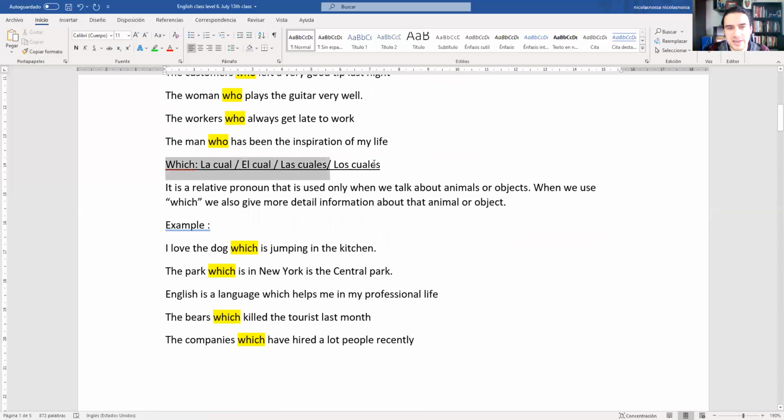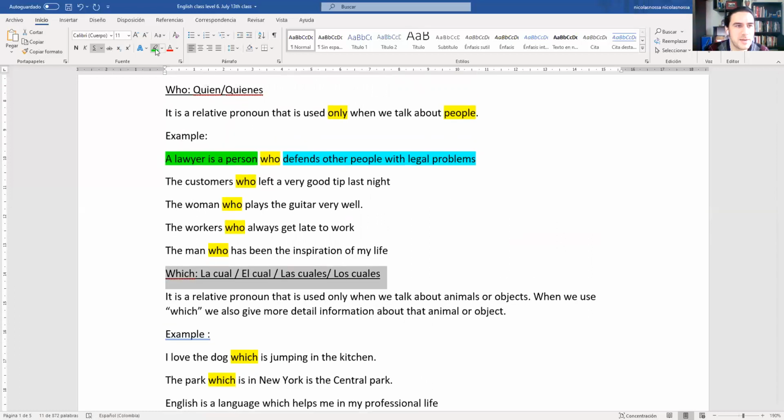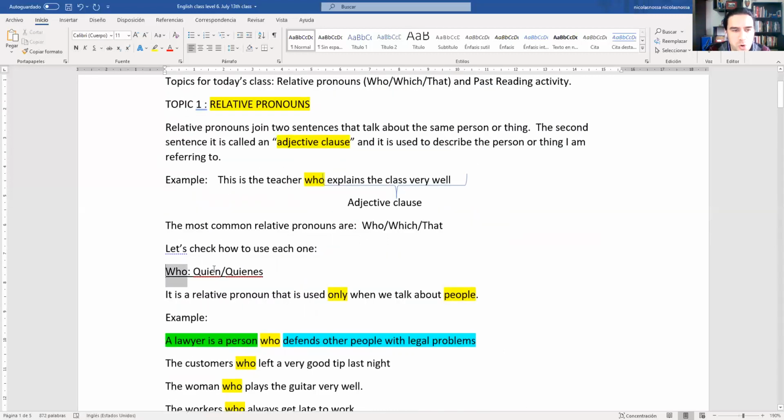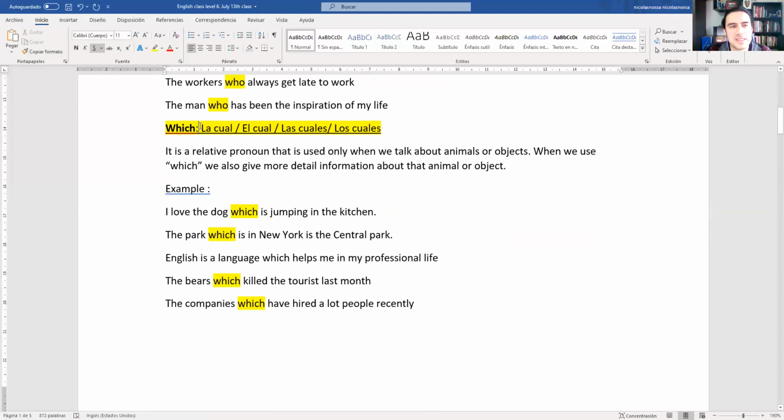Okay, let's check this one, which is the relative pronoun which. Remember, we already checked who, no? I explained who, okay, which in Spanish is quién or quiénes. Now, let's check how to use the relative pronoun which, okay? In Spanish, la cual o el cual o las cuales o los cuales, okay? So which is for singular or plural forms, okay?